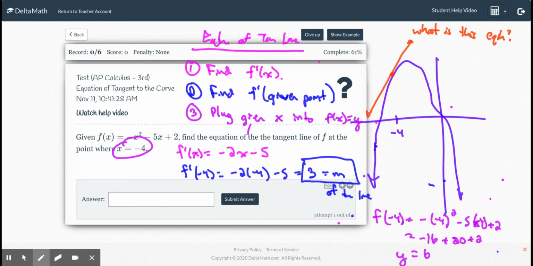So that's saying the y value is 6, which makes sense based off of here, right? Looks like that's about 6. So our point here is negative 4 comma 6. Given that we know a point, and we know that the slope of this thing is 3, we can now write an equation. Change to a different color. We're going to plug these into y equals mx plus b. So plug x, y, and m into y equals mx plus b.